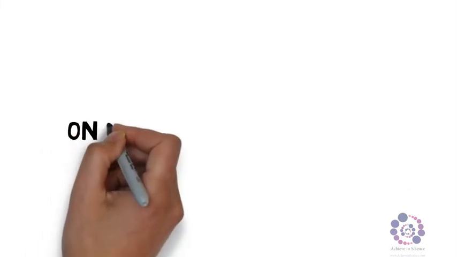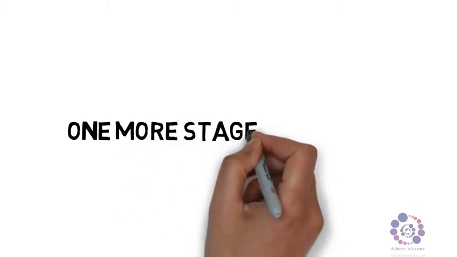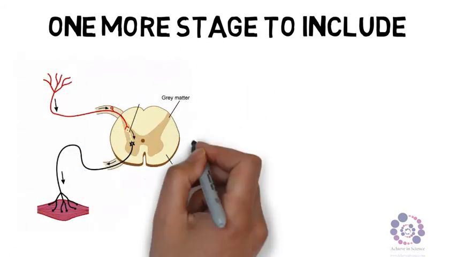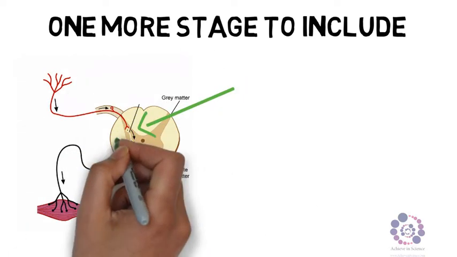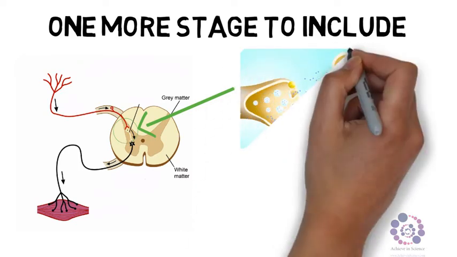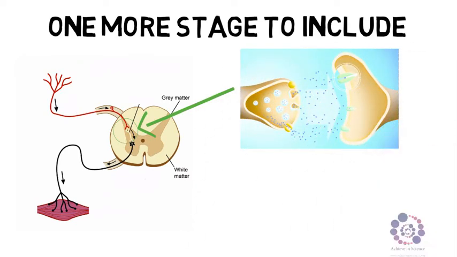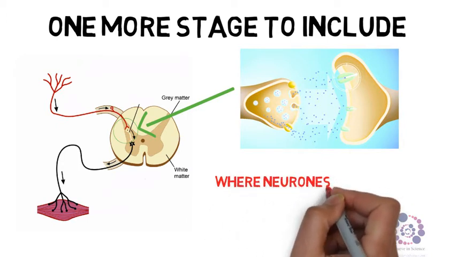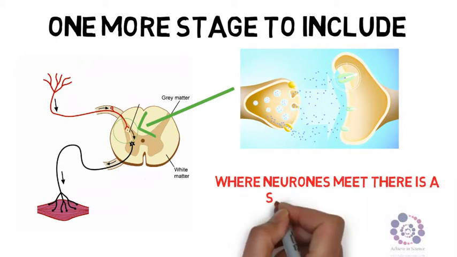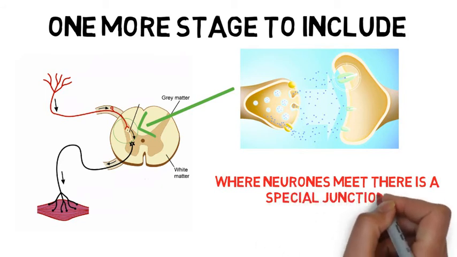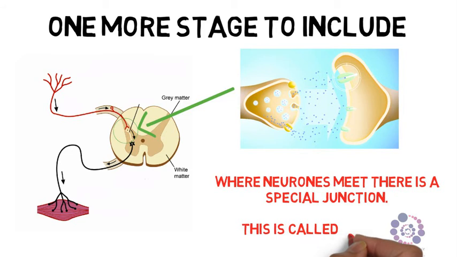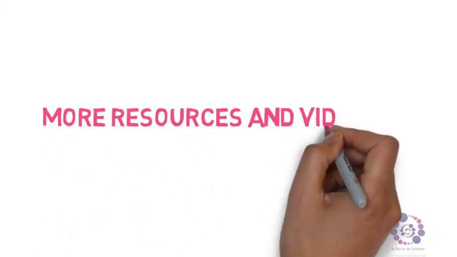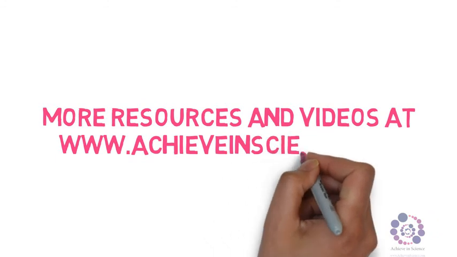There is one more stage though to include. In the diagram, there are gaps seen between the neurons. So between the sensory and the relay neuron, there is a gap. If we blow up this gap, we can see what is happening. Where neurons meet, there is a special junction. This is called a synapse. This is where the electrical signal is converted to a chemical signal. And if enough chemical is passed, it triggers an electrical impulse in the next neuron. There are in fact two synapses in the previous diagram.